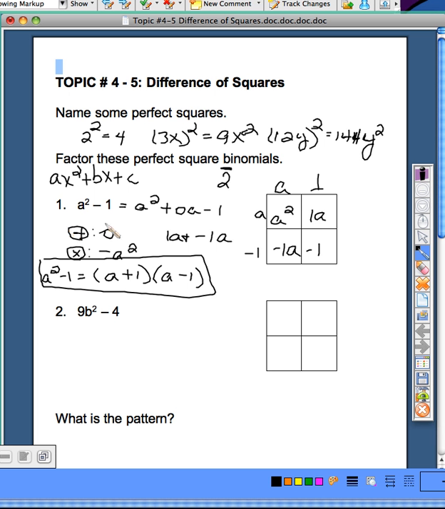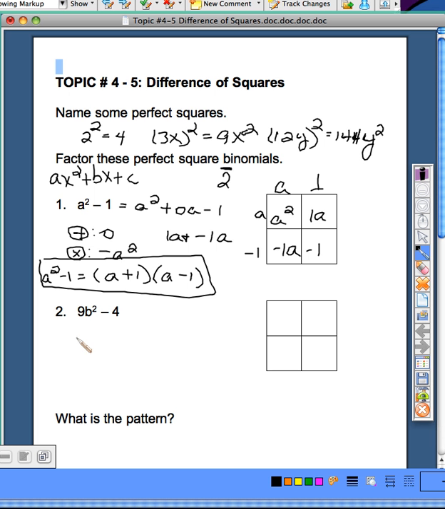And so you see, difference means subtract, right? So we have a binomial where each term we can take a square root of, and there's a minus sign in the middle. It does not work for a sum of squares. A sum of squares has no real solution. We cannot do this if there's a plus there. So you have to remember that.